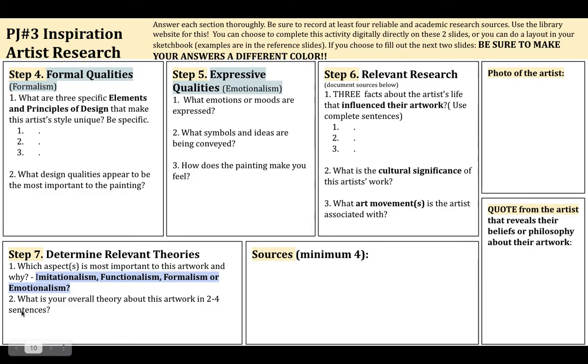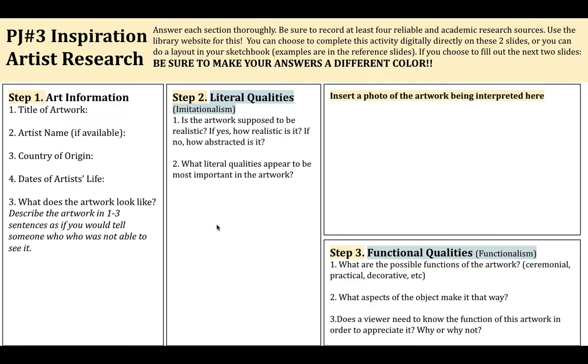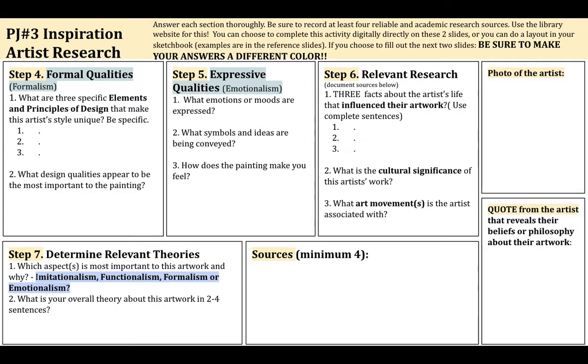And then for number 2, you'll tell me again the overall theory, in a little bit more detail, now that you did research and you know X, Y, and Z about the artist. At first you could say, when I first looked at the artwork, I thought the literal qualities were most important. But now after doing my research, I know that all of these books that I read and the website said this artist was all about emotionalism and conveying moods and symbols and ideas. So I'm going to switch my theory to the fact that this artwork is expressive because this artist did this. That would be a great answer for number 2.